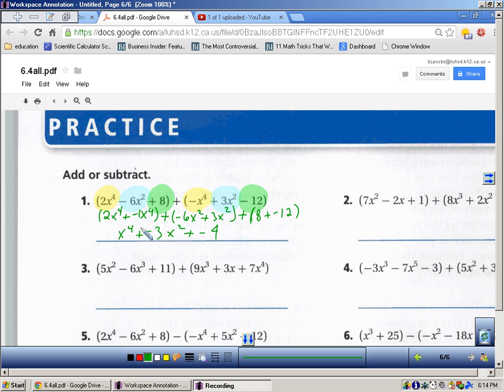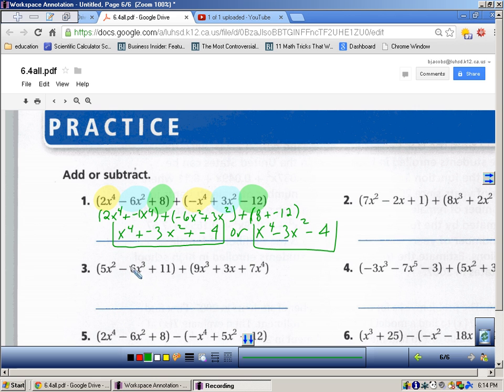Now, the other choice when writing this out would be to write it as x to the fourth minus 3x squared minus 4. So the idea is that when you add a negative number, like negative 3x squared, it's identical to subtracting 3x squared. There is no change. It's equivalent.